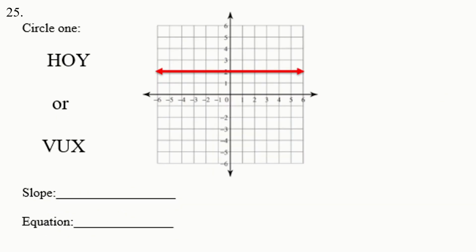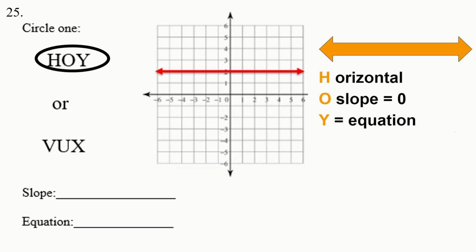Then we have our next one. This one is a horizontal line. So we would circle HOI. Horizontal, my slope is equal to 0. And then we have a y equals equation. So y is going to equal 2 for us. So slope is 0, and then y equals 2.